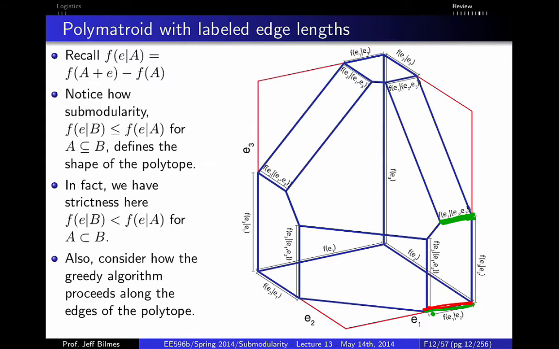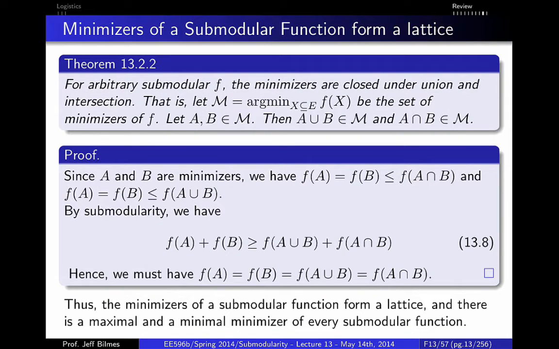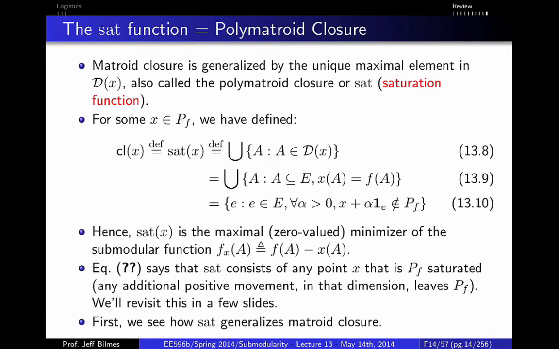So I think this is a very good picture to get a strong intuition about what these polytopes look like and why they have that flavor. And again, notice that here's the base, and it's touching each of these faces. Here's another important theorem: the minimizers of the submodular function form a lattice. They're closed under union and intersection. We'll use that a little bit.